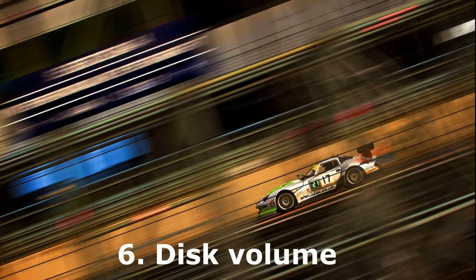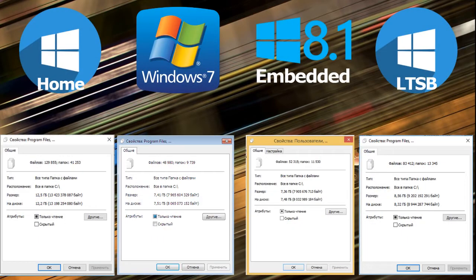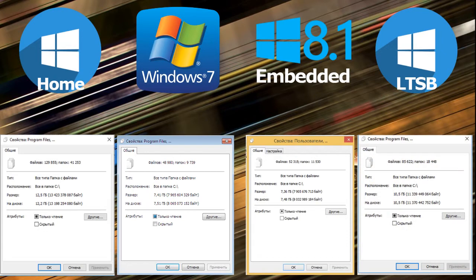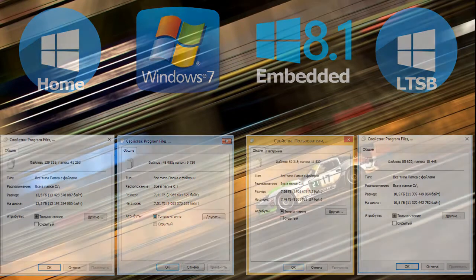The 6th tests the volume of the system on the disk. It is unlikely that this is a problem today, but still, if every gigabyte counts in your computer, it will come in handy. The smallest are 7th and 8th versions, in a lightweight form. This is logical because they have a minimal set of components and services to work with. LTSB also initially takes a little, 8.5 GB, but after the update it is already 10.5 or more. Home 10 takes 12.5 GB, at least with regular deletion of the update cache.